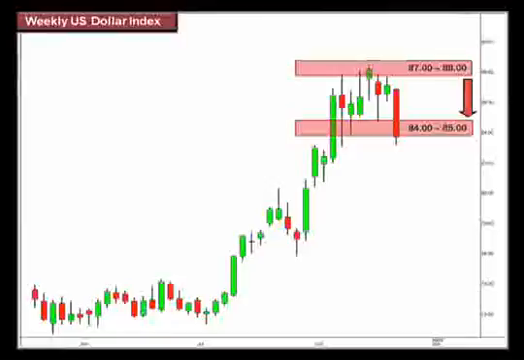We finally saw the dollar index make a significant pullback after several weeks of testing that 87 to 88 focal zone. As we'd been suggesting, the 84 to 85 area was our next near-term target, with some anticipation that the U.S. dollar may find support here.